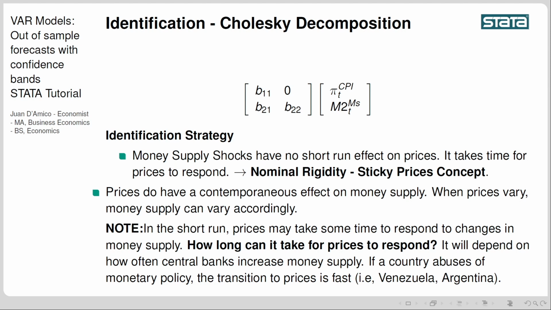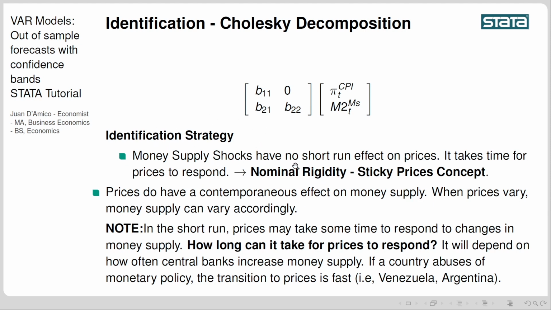Now let's take a look at the identification strategy of this model. We're using, of course, the Cholesky decomposition. That's just the default decomposition that is used by the software to be able to identify the shocks. And this is also known as the short run restrictions. So the identification strategy is the following.